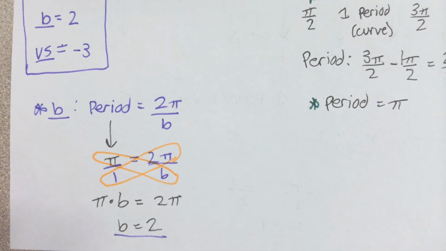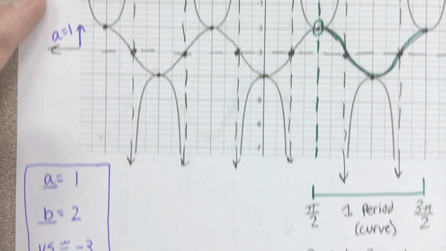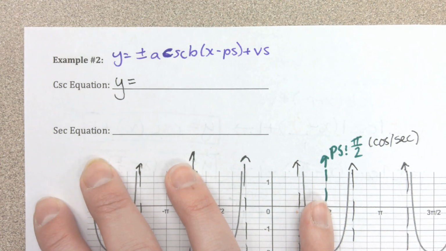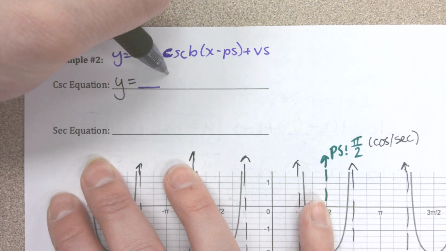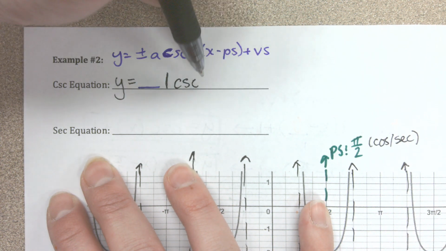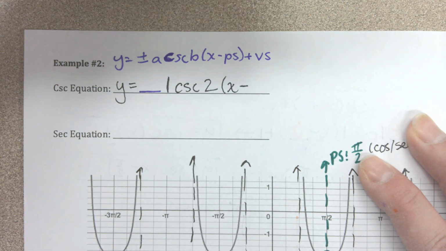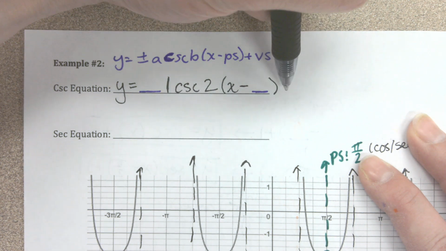Questions on finding b or the period? Now that I've found the essential 3 variables, I can set up my equations and then I'll be able to finish them. Cosecant, we have y equals, we're going to determine if it's a positive or a negative a. Our a is 1. Cosecant, b is 2. X minus our phase shift will be determined shortly. Our vertical shift is negative 3.